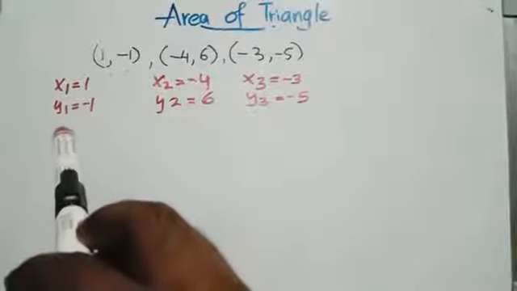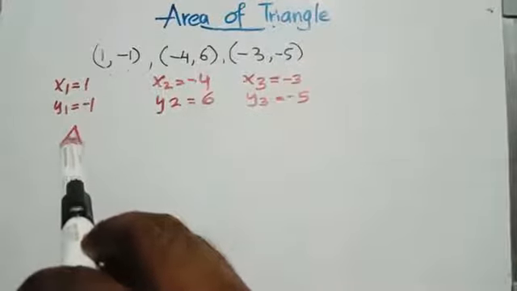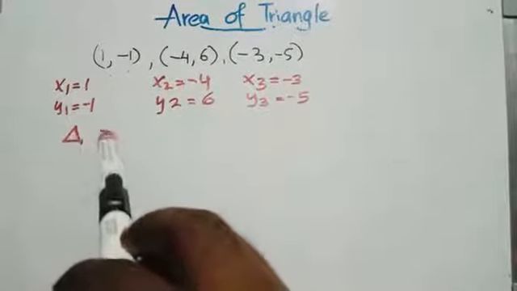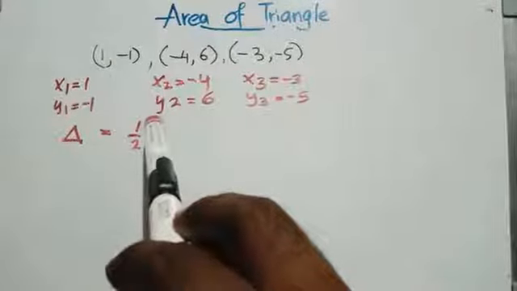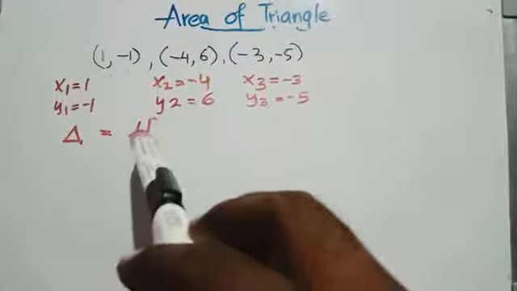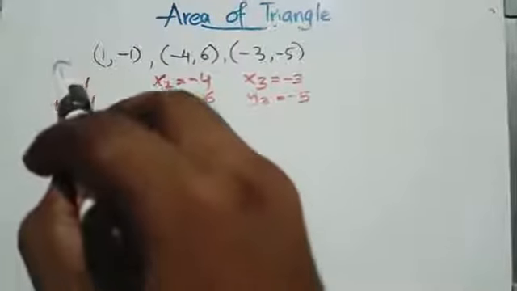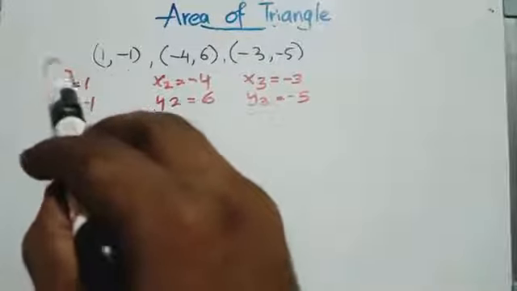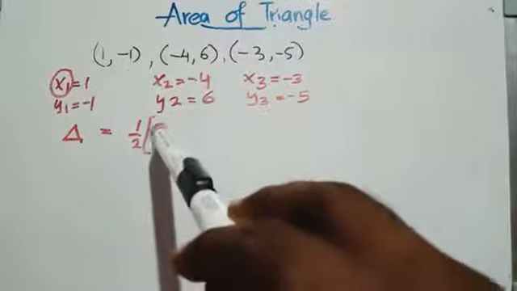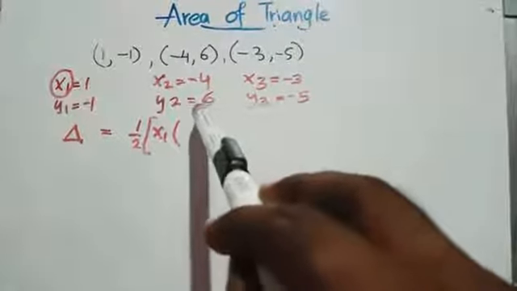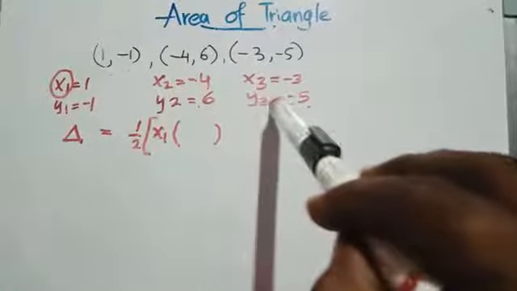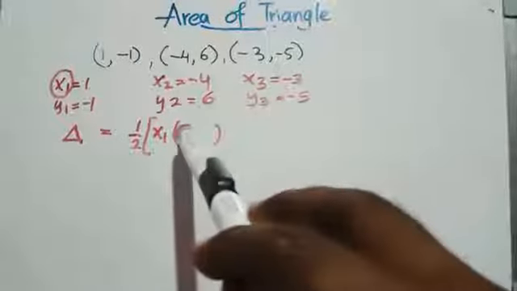Now go for the formula. Recall the formula in your mind. Area of triangle is equal to, start with half. And which variable do we use first? Yes, see, we use x1 first. So that we subtract the remaining two y's, y2 minus y3.